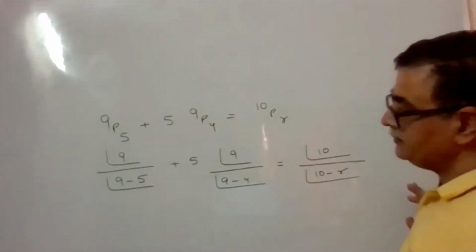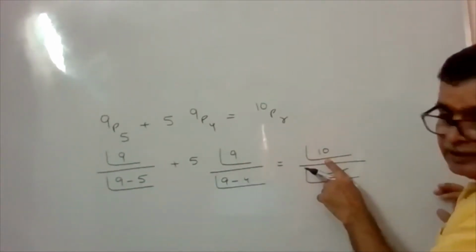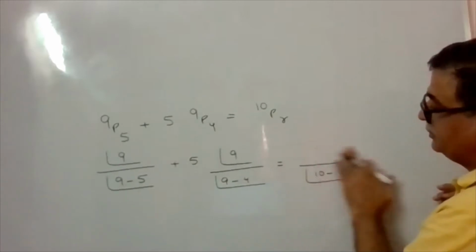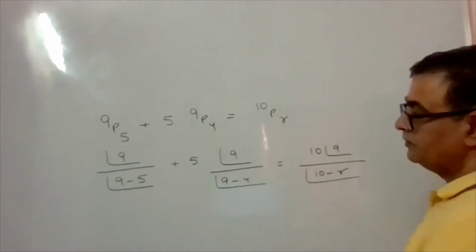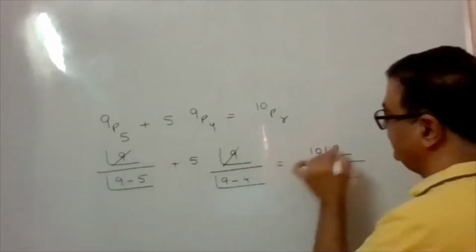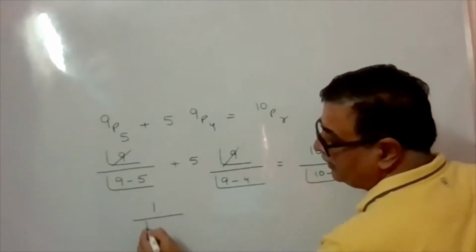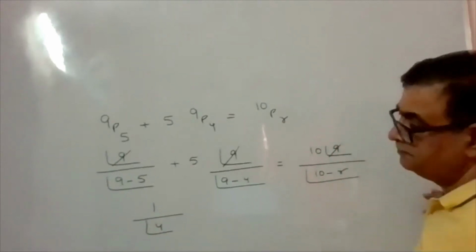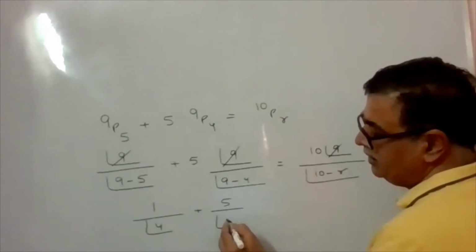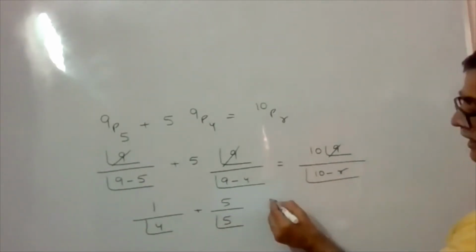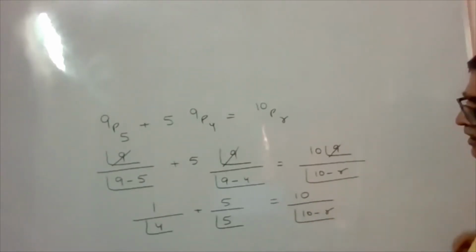Now what I do here in this case, factorial 9, this is factorial 9. It's better you convert this also in factorial 9, then all cancel out. So I write this as 10 factorial 9. Factorial 9, factorial 9, factorial 9 cancel out. Left is 1 by factorial 4, plus this will be 5 by factorial 5. And here it will come 10 by factorial 10 minus r.